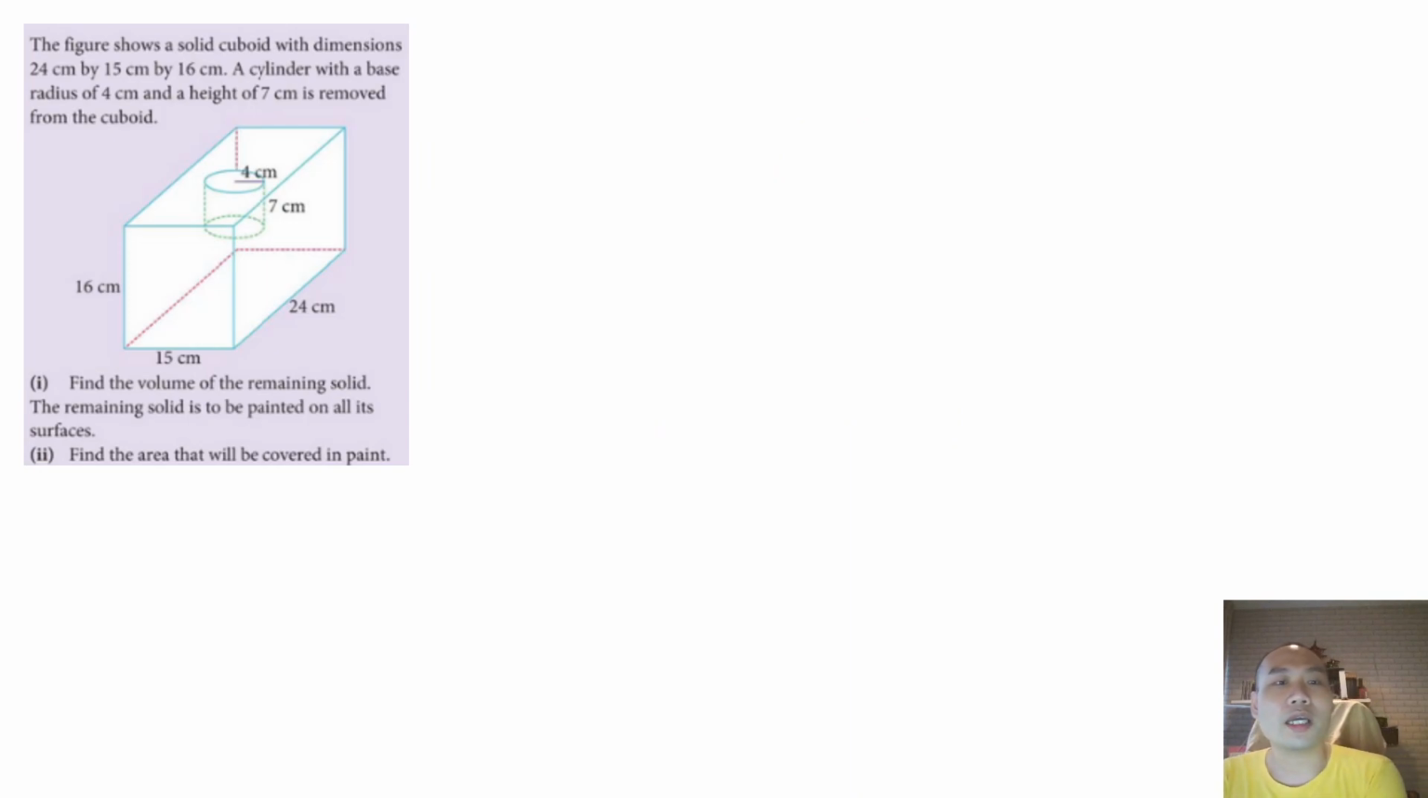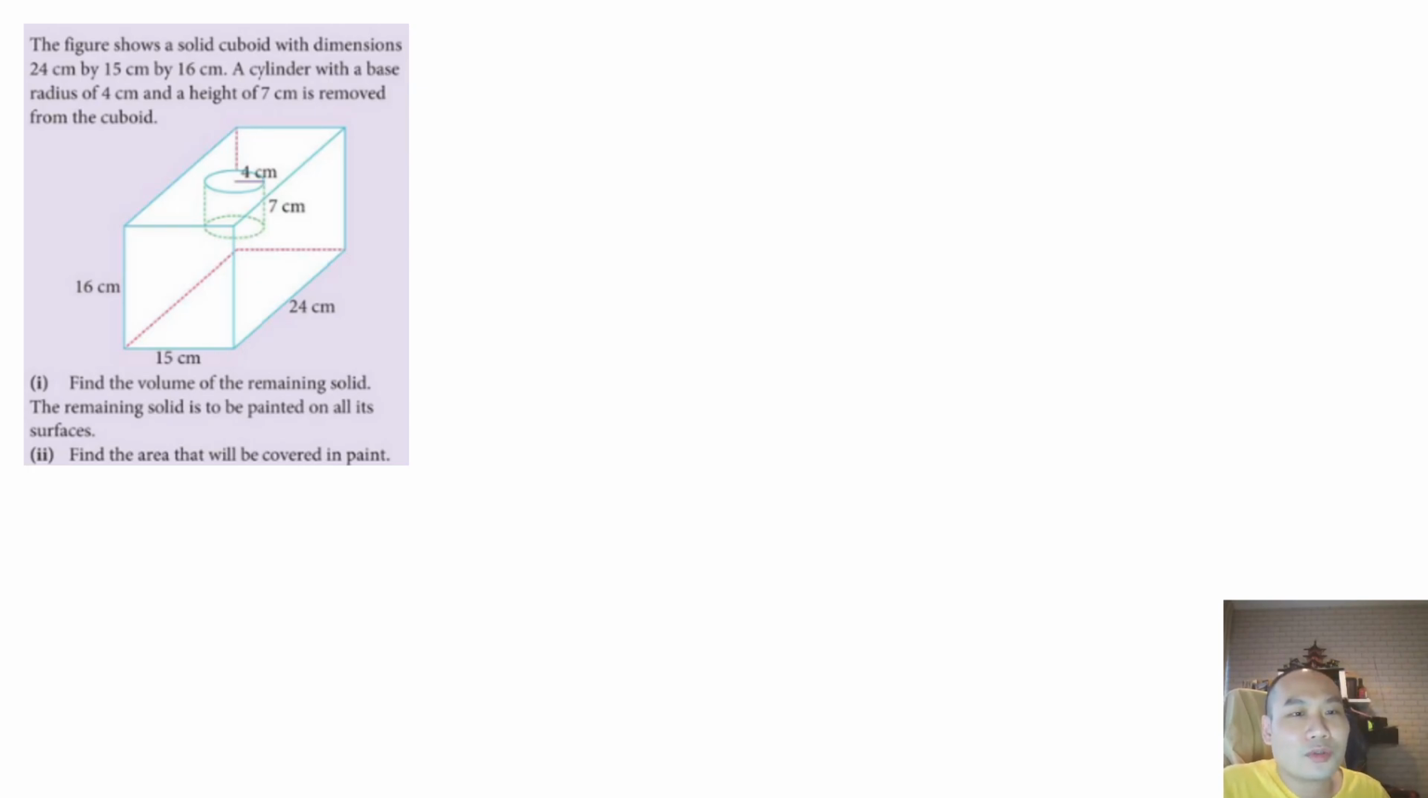All right, moving on to the next question. This time round is something different. This time round we have a cuboid, but a cylinder is actually removed. In the previous example, when we have a cylinder attached to a cuboid, we call this an additive composite figure. This one is subtractive, right? We remove something. But the way we look at it when we try to solve it mathematically, we'll still use the same idea, same concept.